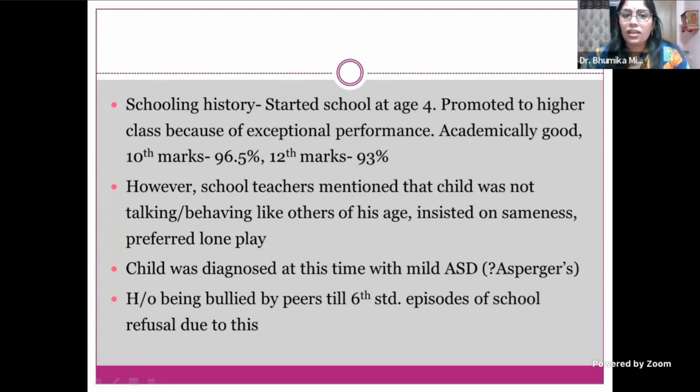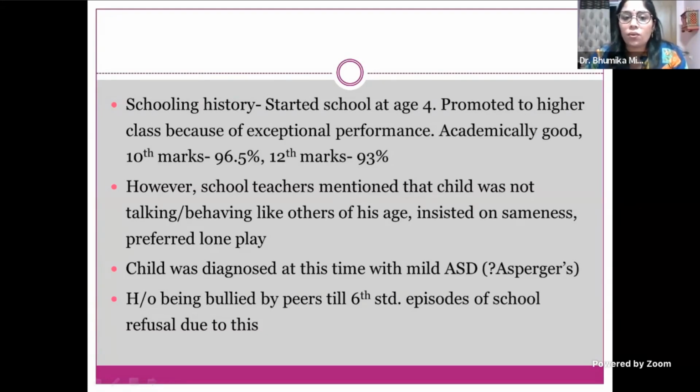Coming to the schooling history, the child started school at age 4. At this time, the parents and the child were staying in the UK, in London. At that time, the child was promoted to a higher class because of exceptional performance, and he is academically very good. In 10th, the child scored 96.5, and in 12th, he scored 93%.